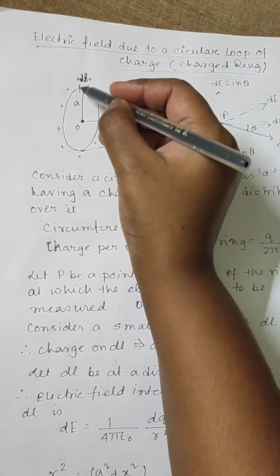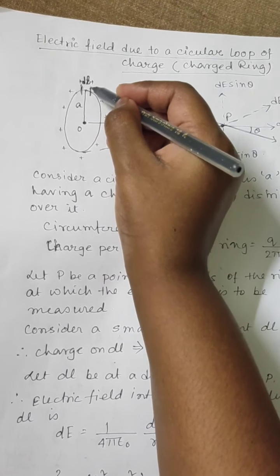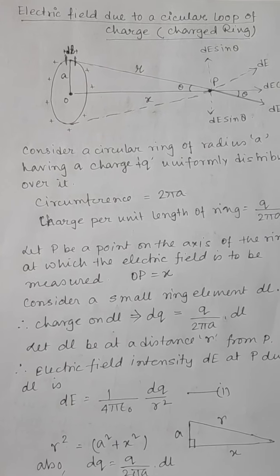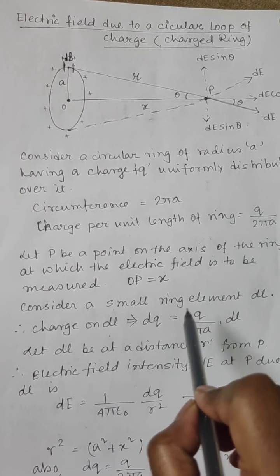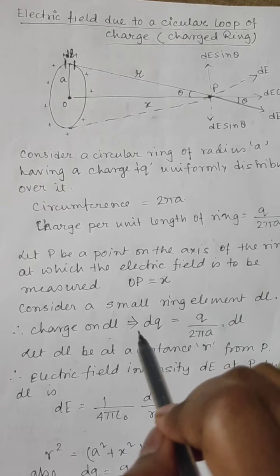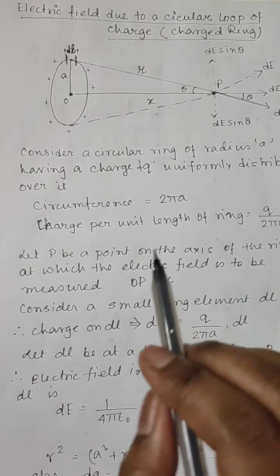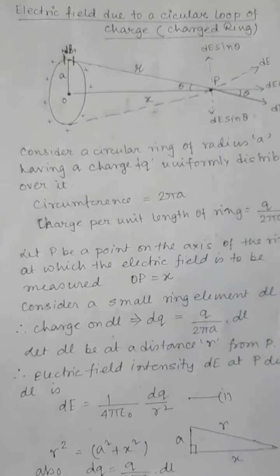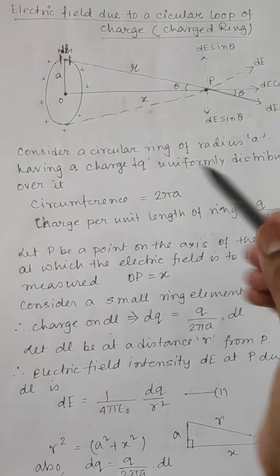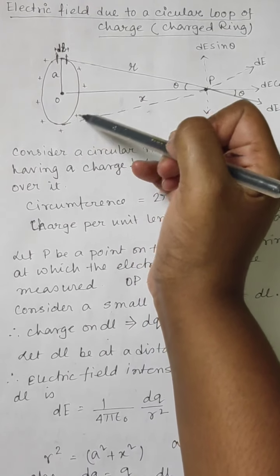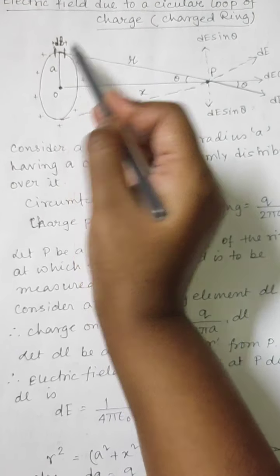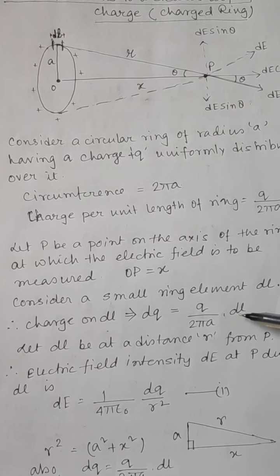Now we will consider a very small length of the circular ring and name it dl. d means very small. Consider a small ring element dl. Now what will be the charge on that small element dl? Let's see. The charge on that very small element dl is considered as dq. dq means again a very small charge. Since the charge per unit length is q by 2 pi a, the charge on this particular length dl will be q by 2 pi a into dl.